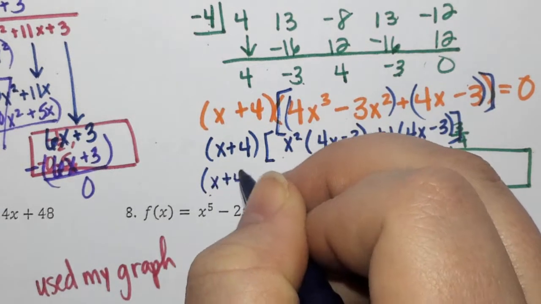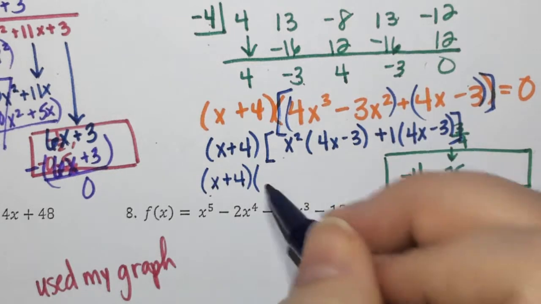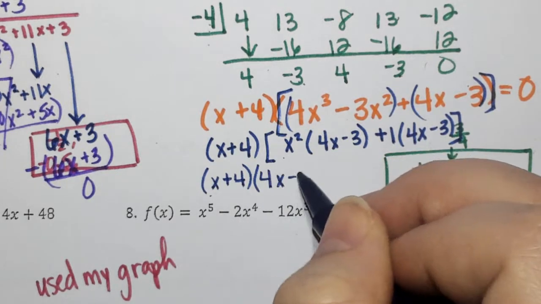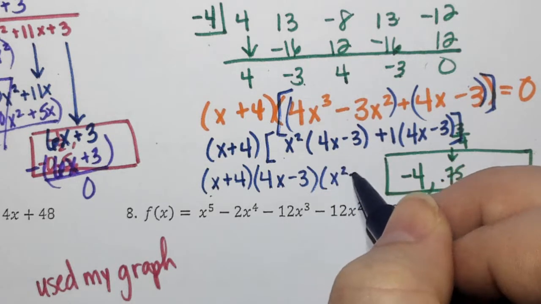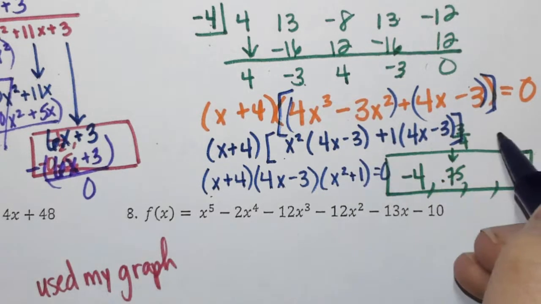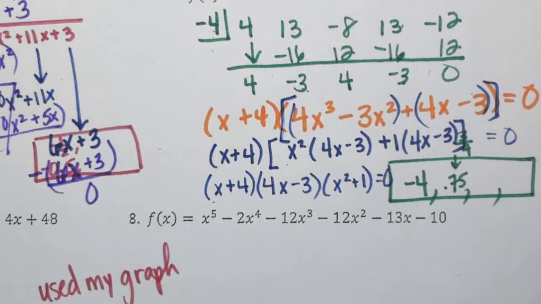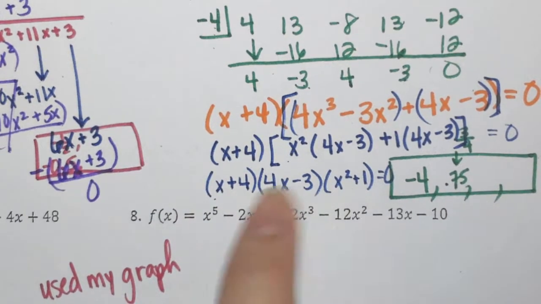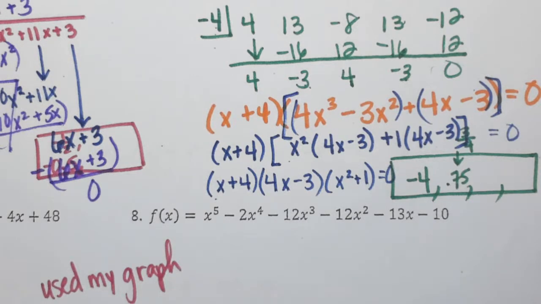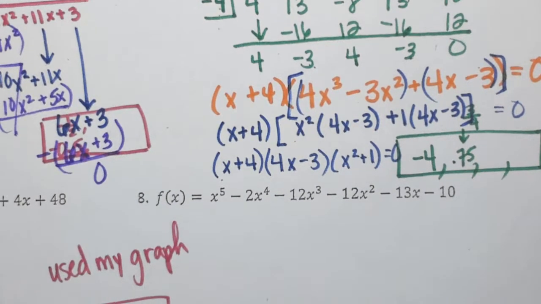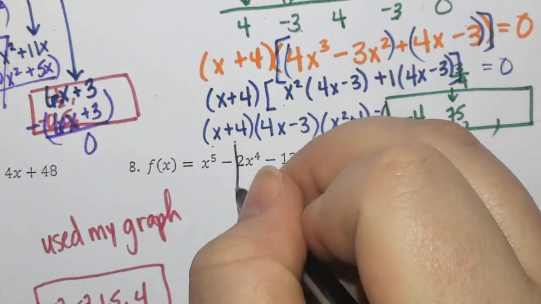So we already had the x plus 4. Now we have a 4x minus 3, and we also have an x squared plus 1. Are there any questions about where these 3 things came from? Okay, well, since we're not doing number 8, I'm going to write all my junk on number 8.